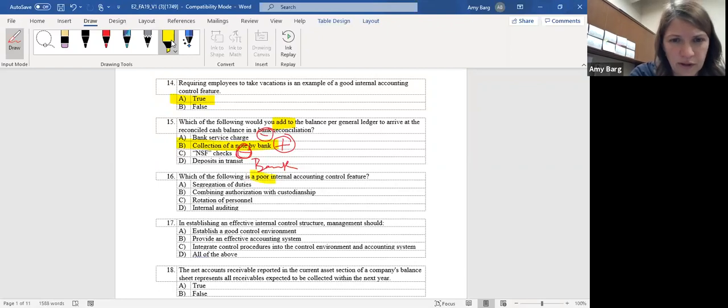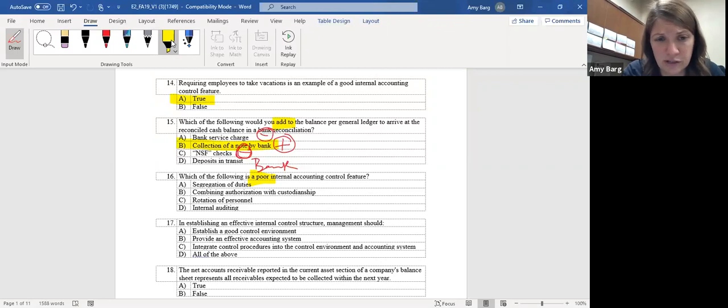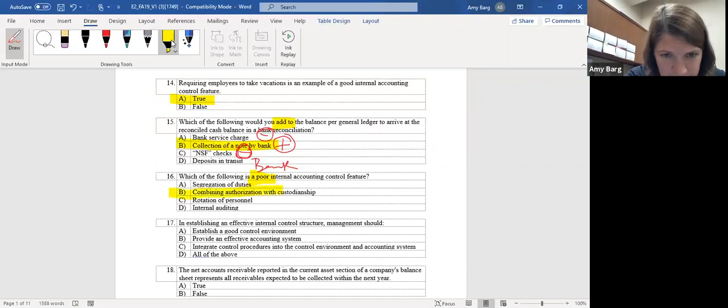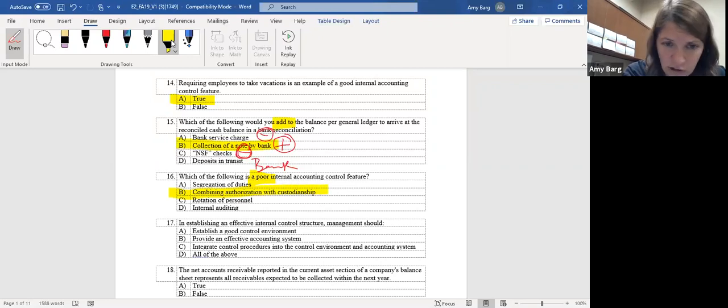So looking for bad things, right? Segregation of duties is a great thing. We like that. But combining authorization with custodianship, that can lead to some shady things. Rotation of personnel, that's a good thing. Internal auditing is a good thing. But if you let people authorize the money and also have custody of the money, it's very easy for them to steal the money. So we don't like that.